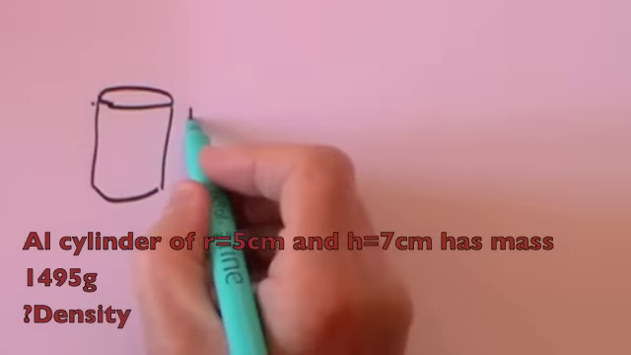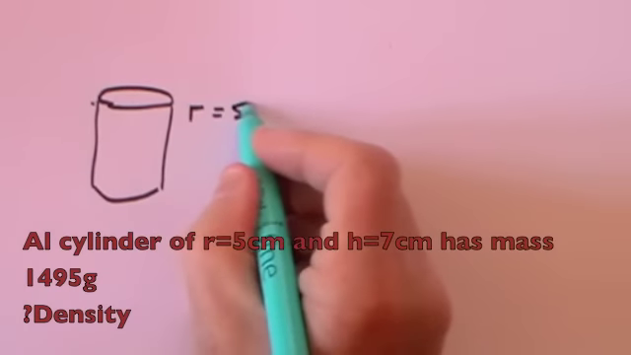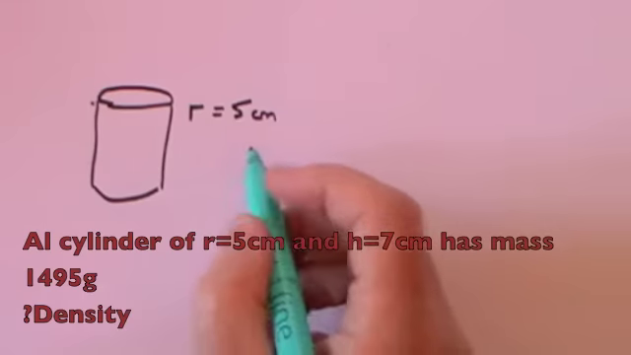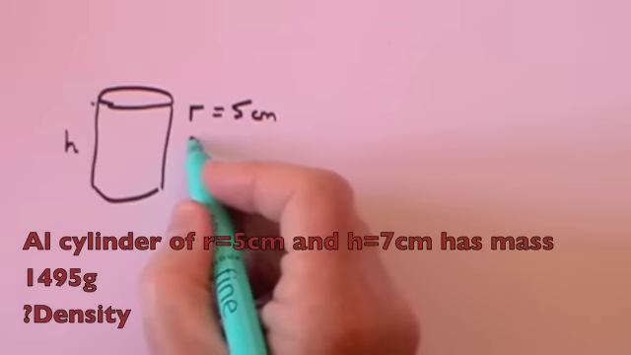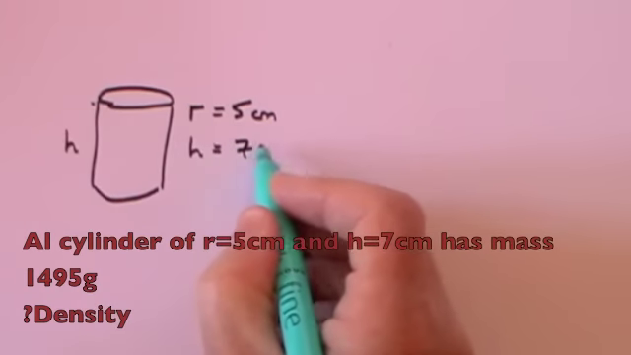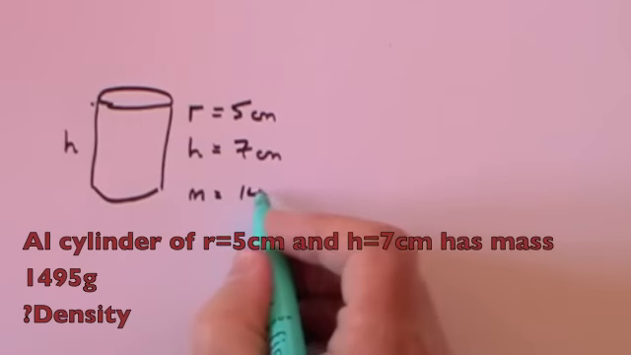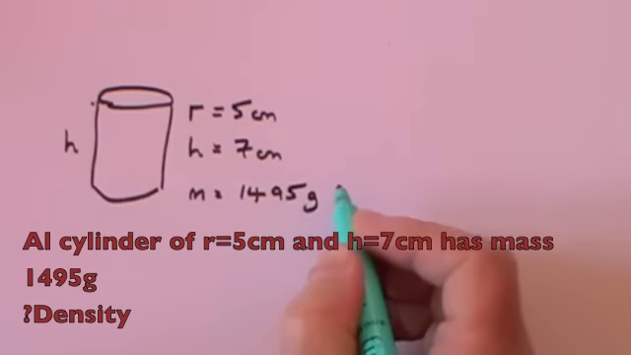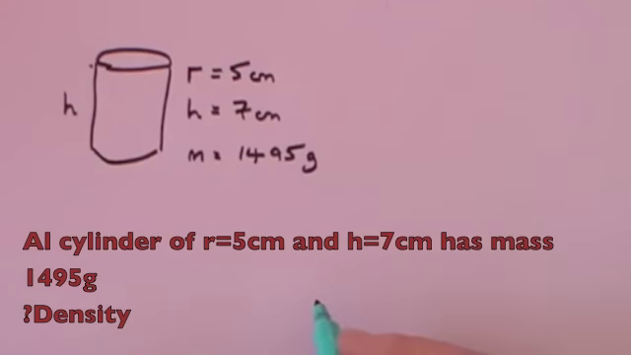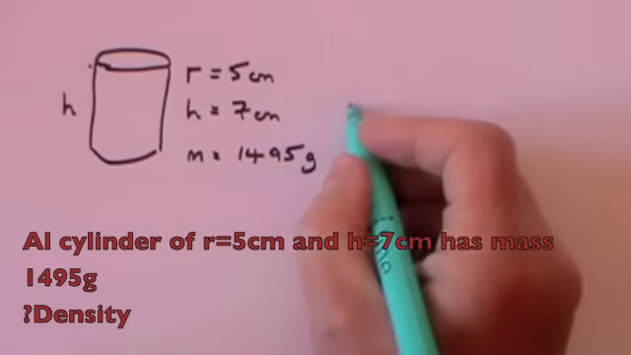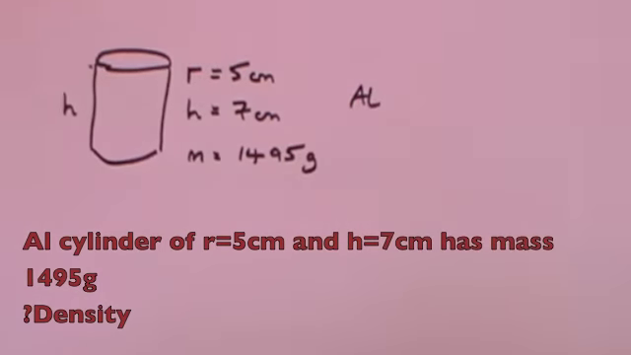I can tell you that the radius of the cylinder is 5 centimeters, the height of the cylinder is 7 centimeters, and the mass of the cylinder is 1495 grams. And the question is, what is the density of the aluminium of which this cylinder is made?